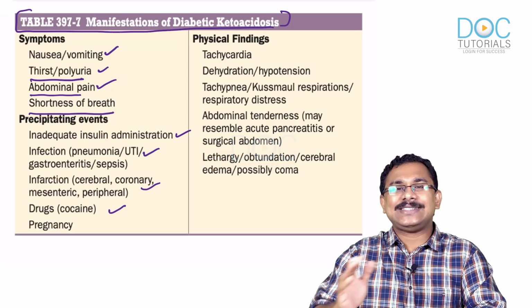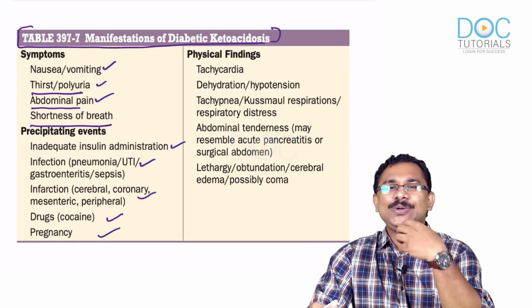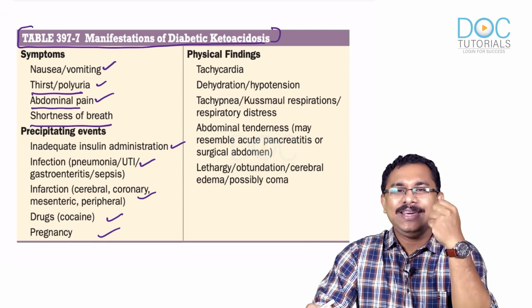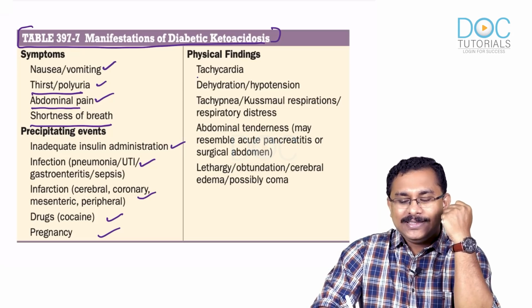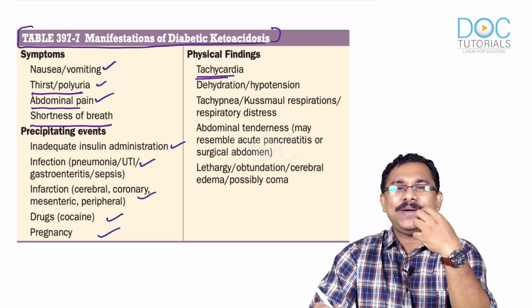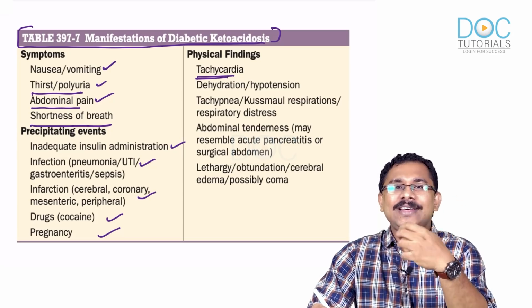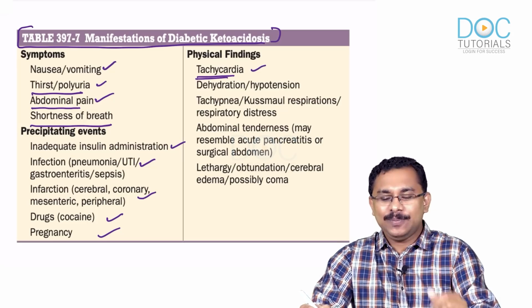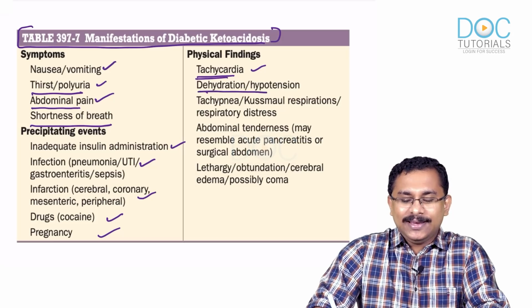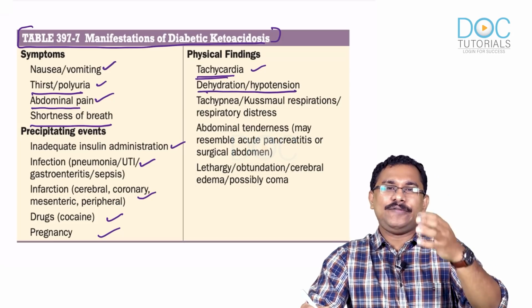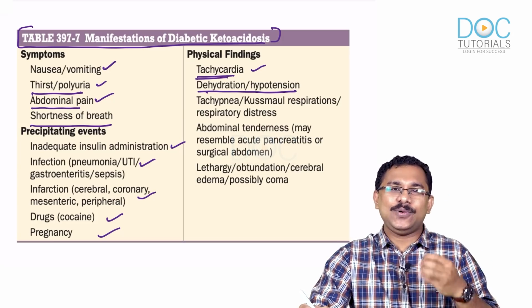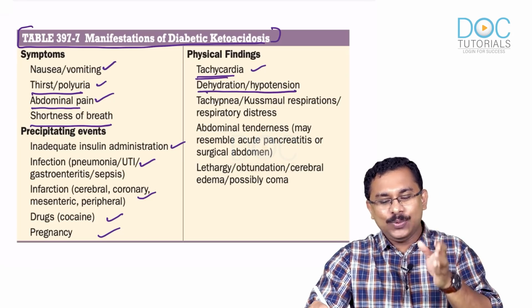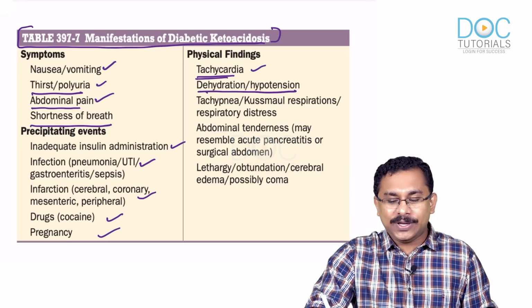Now, what about the examination findings? When you examine a patient with diabetic ketoacidosis, there is loss of fluid from the patient's body. Naturally, there will be tachycardia, from sympathetic drive, and dehydration. There is lots of fluid being lost in the urine. So you will have lots of dehydration and hypotension.